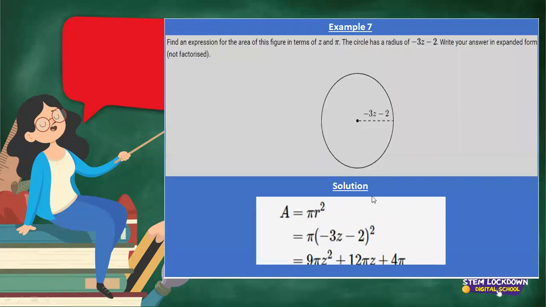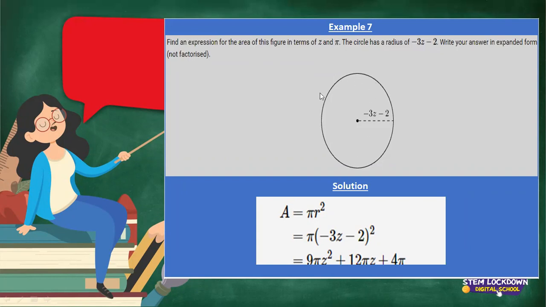Right, the next one. Find the expression for the area of this figure in terms of z and pi. The circle has a radius of minus 3z minus 2. Write the answer expanded, not factorized. Okay, now find an expression for the area in terms of z and pi. That means your answer must have z, your answer must have pi. The radius of the circle is minus 3z minus 2. So write your answer in an expanded form.